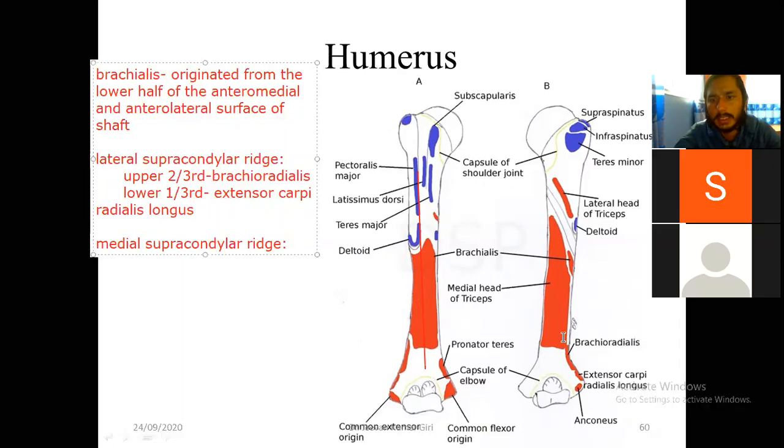So here on this side, can you see this? This is the brachioradialis and this is the extensor carpi radialis longus. So same muscle. Okay. Two views are there. This is the anterior view, and this is the posterior view of the humerus.